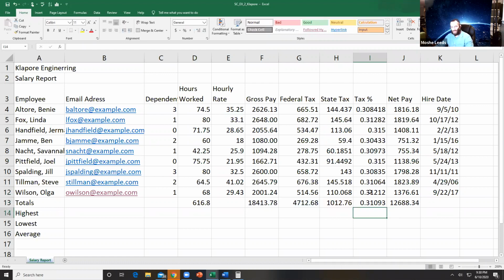And there is my tax percentage. And what did I do there? I just did my autofill down, and now it's calculating my total state tax plus my auto sum federal tax with the gross pay. Okay.